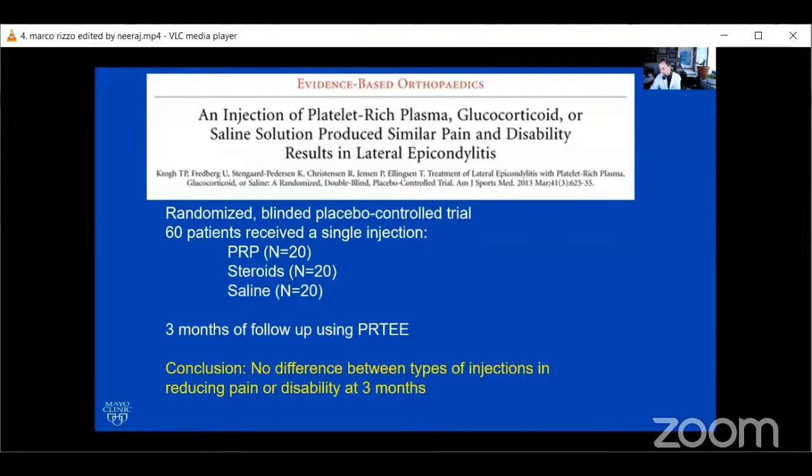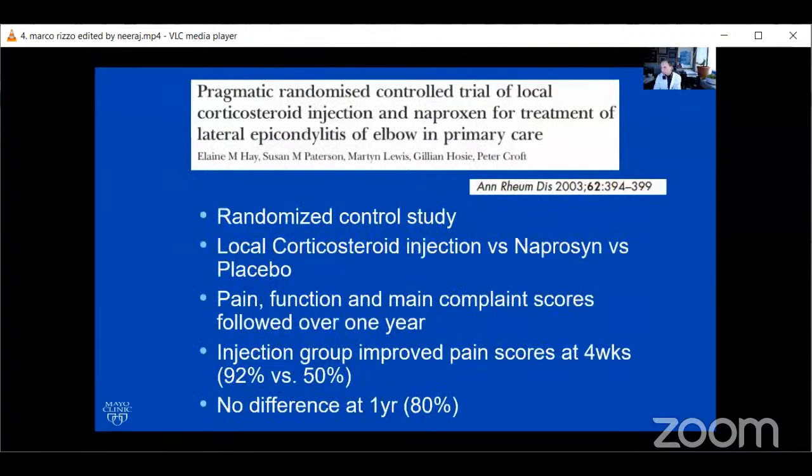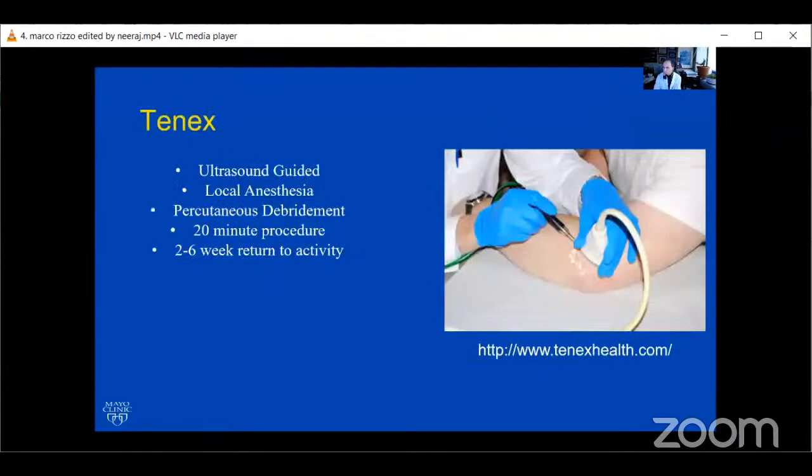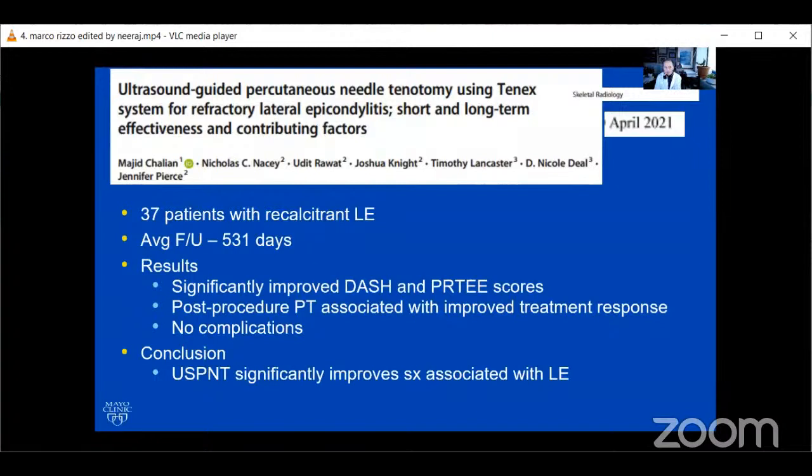Another randomized study comparing steroids to naproxen found that there was really no difference in a year. Tenex was popularized by one of my predecessors here, Dr. Bernie Mori, who trained me. It's deemed an office-based procedure under local anesthesia, very quick, early recovery, and it's a percutaneous debridement with ultrasound assistance. More recent studies in patients with recalcitrant tennis elbow found that Tenex is very helpful in improving symptoms. They did find that associated physical therapy improved the treatment response.